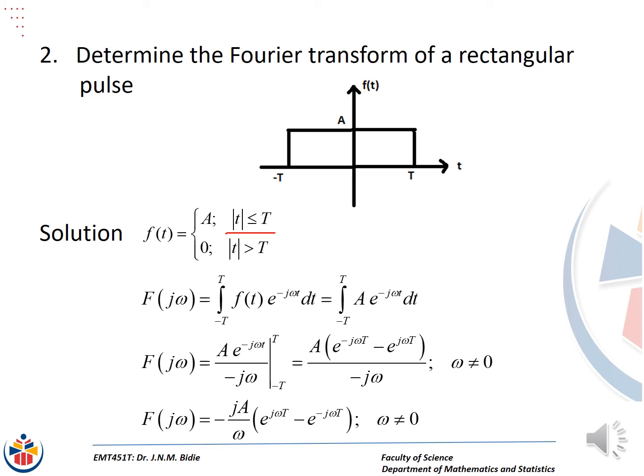And the function value of our f of t is a. That is why we've got a there. And the interval is not now negative infinity to infinity because it has been given. It's from negative T to T. And then we do our integration, take the limits. Now we need to also recognize that e to the power j omega t minus e to the power negative j omega t represents a sine function. So we have to change to a sine function.